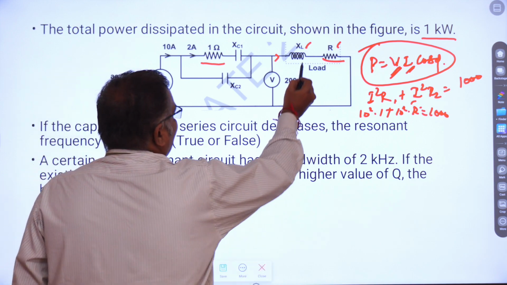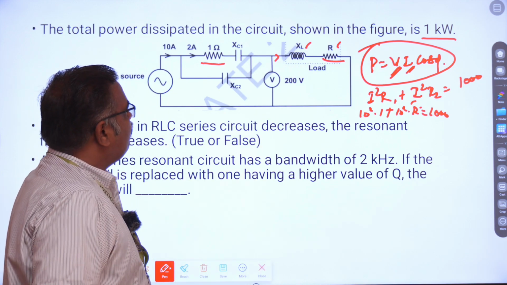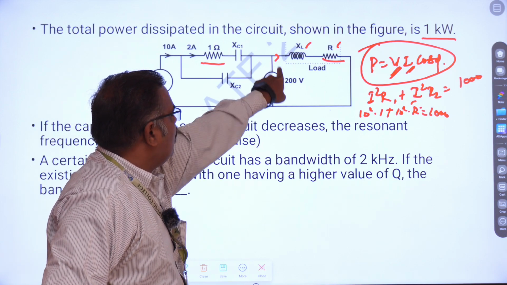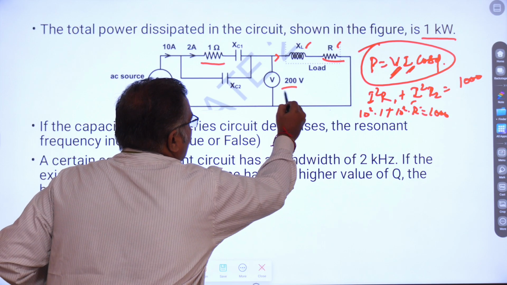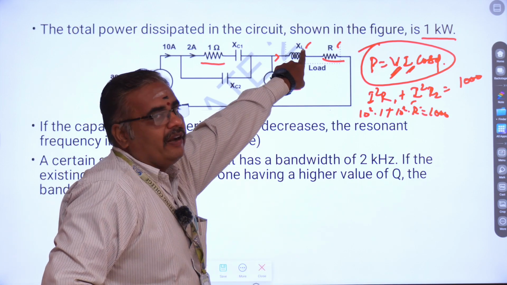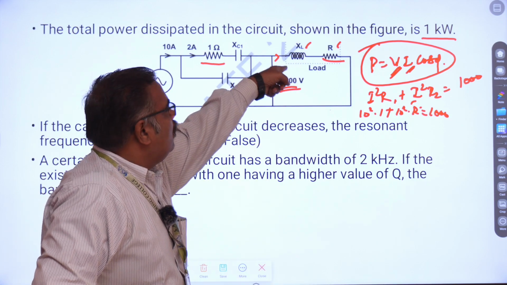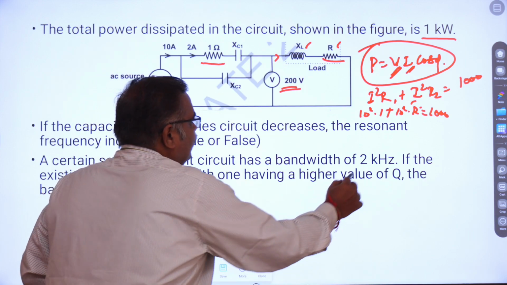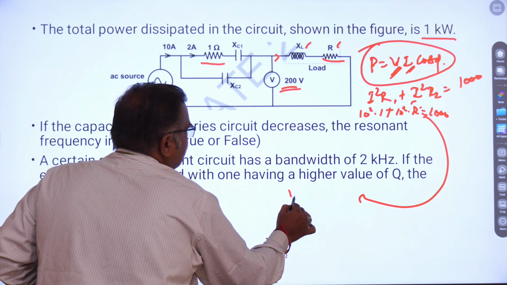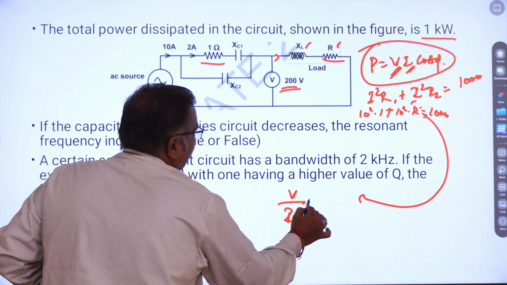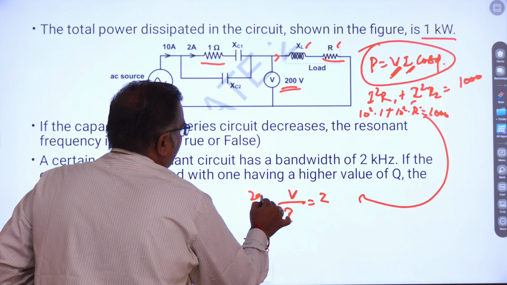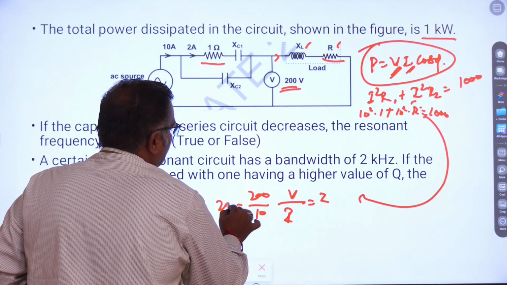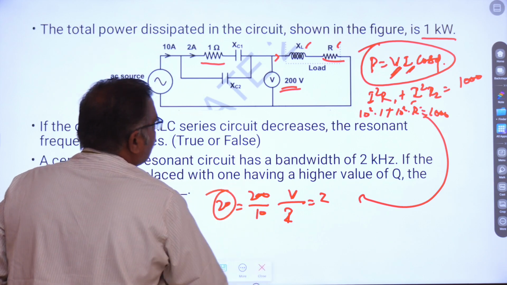Next we have to calculate the value of XL. To calculate the value of XL, we need to know the voltage across this side. The voltage across here is 200. With this voltage, we can calculate the value of XL also, because it will give us the total Z. Voltage V divided by I gives us Z, which is 200 divided by 10. So this will be equal to 20. So 20 will be the total impedance.